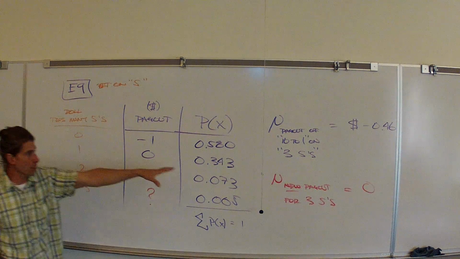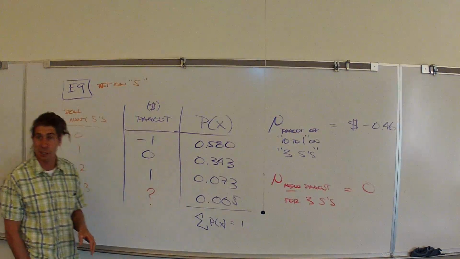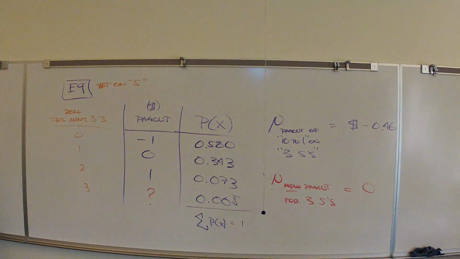In order to bring the average up to 0, that's a good hint right there. Bring the average up to 0. Is the payout for 3 5s going to have to be more or less? Let me see hands when you've got an idea. You've got a couple ideas. This is good.